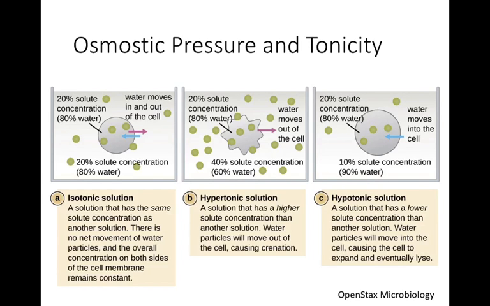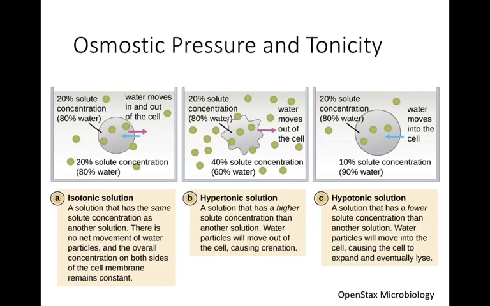Now we can define the relative concentration of solute between two solutions, and the terms that we use to define these are isotonic, hypertonic, and hypotonic. And again, these are comparative terms. An isotonic solution is one in which the solution outside of the cell, as shown on the left over here, is the same as the concentration inside of the cell. In both of these we find that there is 20% solute concentration, 80% water concentration, and so the net movement of water in and out of the cell would be 0.